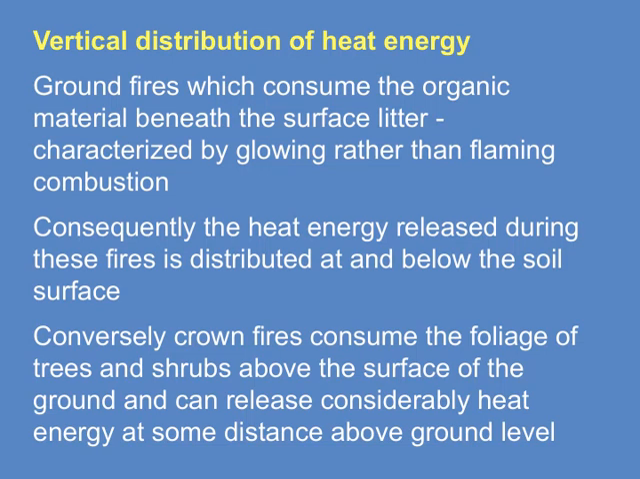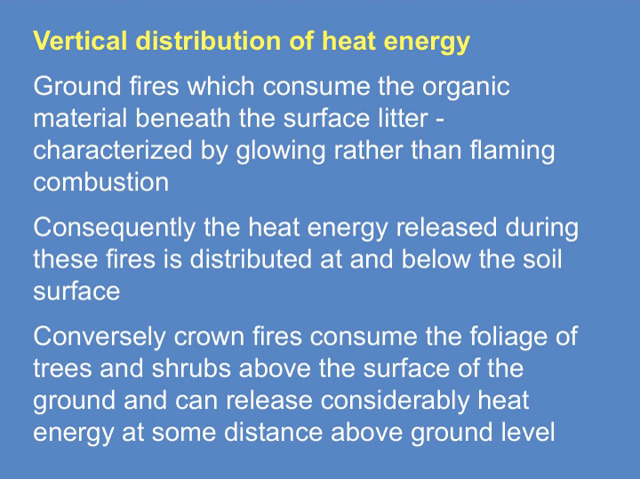Let's take a look at the vertical distribution of heat energy in different types of fires. Ground fires, which burn the organic material beneath the surface litter, are characterized by glowing rather than flaming combustion. This means that the heat energy released during these fires is primarily distributed at and below the soil's surface, impacting the roots and organic layers directly beneath the ground.